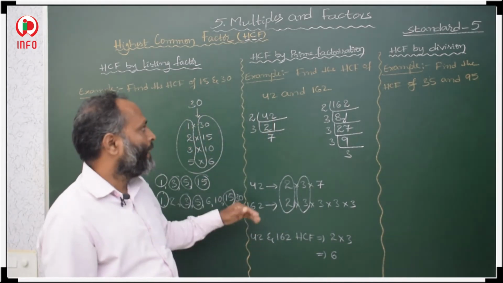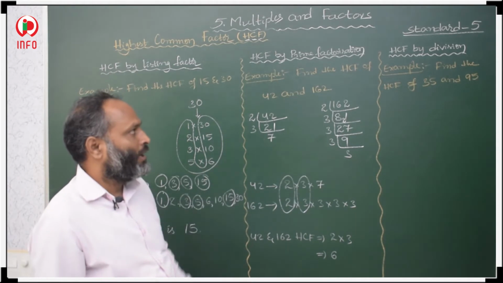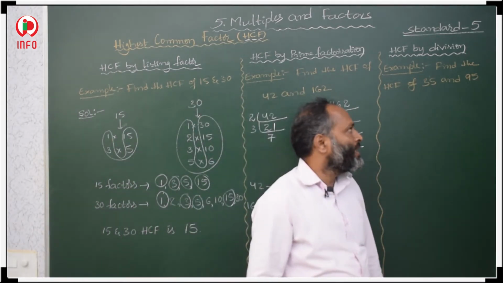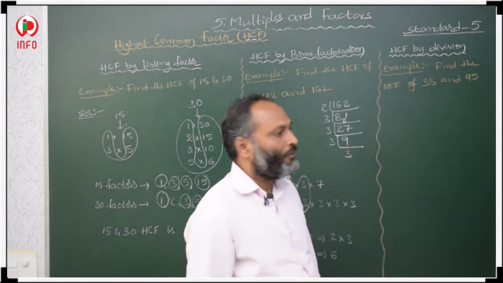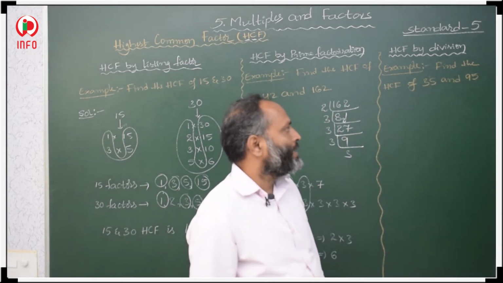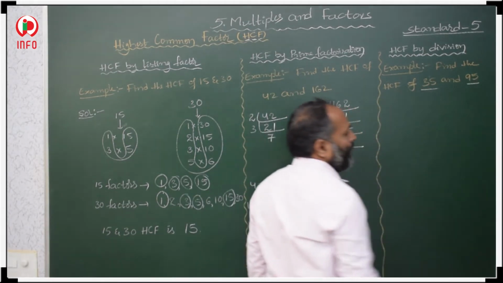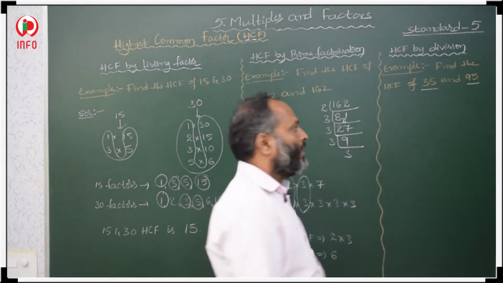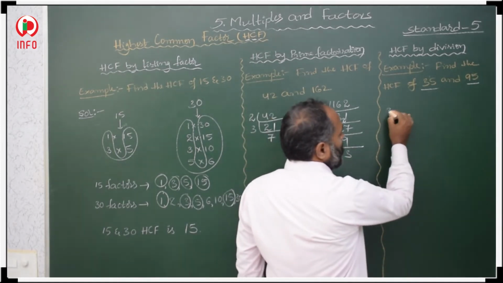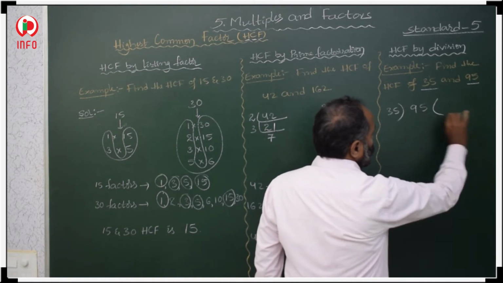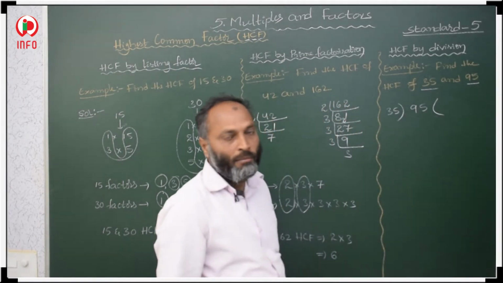Okay. Now these two methods are over. Now HCF by the division method. So by using the division method, how to find our HCF. Here two numbers were given, 35 and 95. By using division, how to find it? First we have to take the smaller number. The smaller number divides the bigger number.